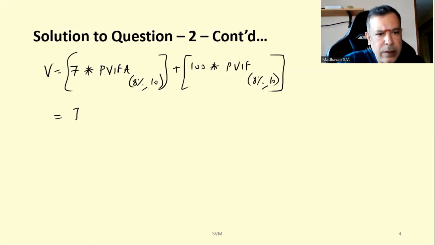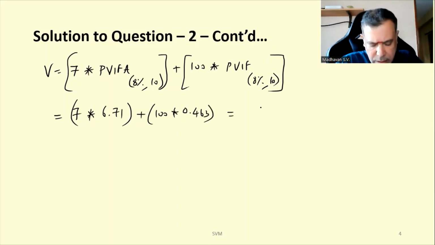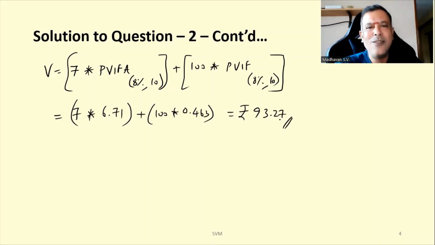If you refer to the table, PVIFA for 8% and 10 periods is 6.71, plus 100 times PVIF for 8% and 10 periods, which is 0.463. If we add these two together, we get rupees 93.27 as the value of the bond.